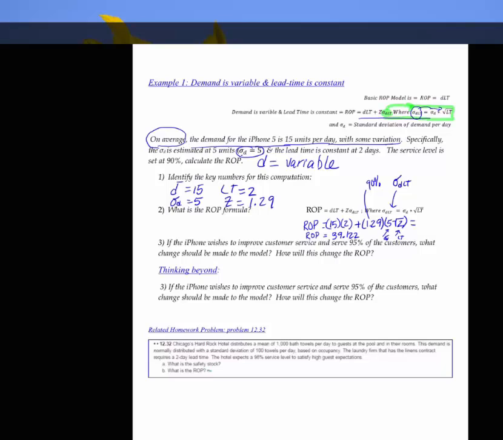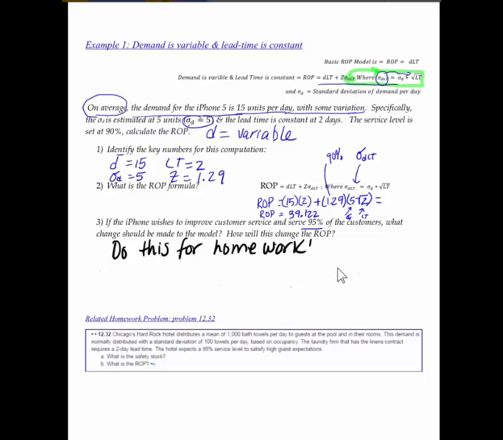Now, the next part here, number 3, tells you to do the same exact thing but using a 95% service level. So the only thing that will change will be your Z value. So you'll need to do this on your own here. Gives you a little practice to make sure you've got it. And once you finish this for homework, this problem here, 12.32, is a problem that is exactly the same as this example. So I strongly suggest working both of these, pausing the video, and then coming back and doing the next type of problem.